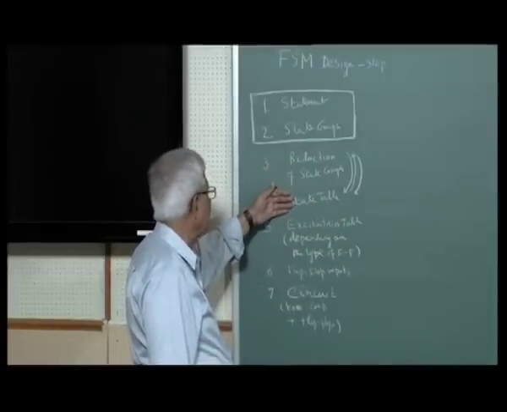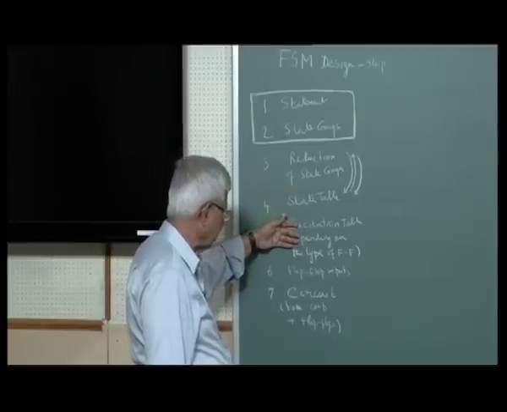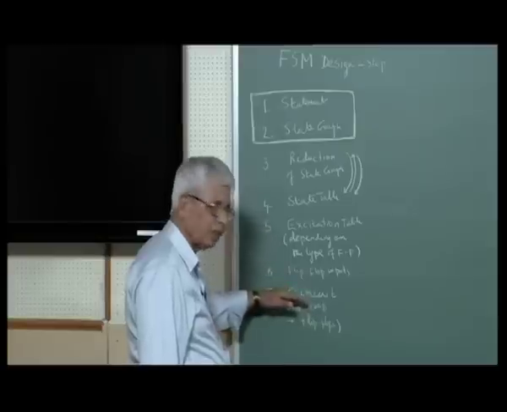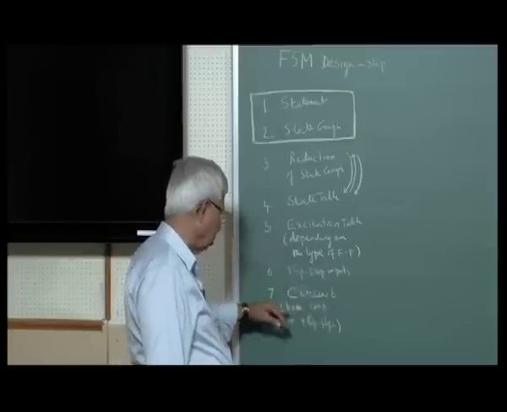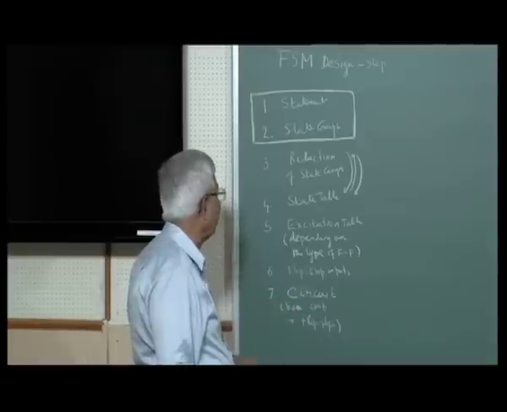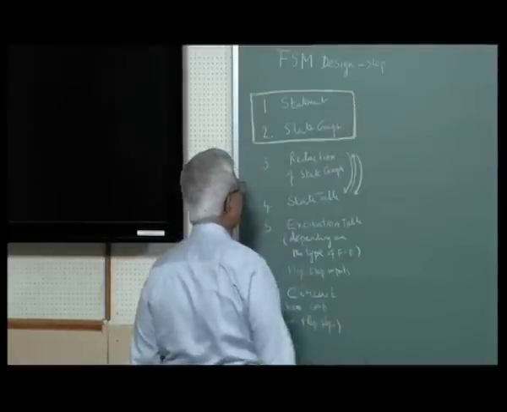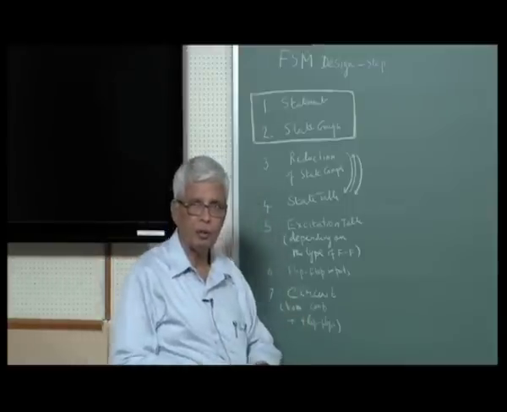From there you know how to get the excitation table depending on the type of flip-flop. Then you know how to get the flip-flop inputs, and then you can draw the circuit which consists of both combinational logic and flip-flops. So today we will see this. This is most important. Given a problem, how do you convert it into state graph?